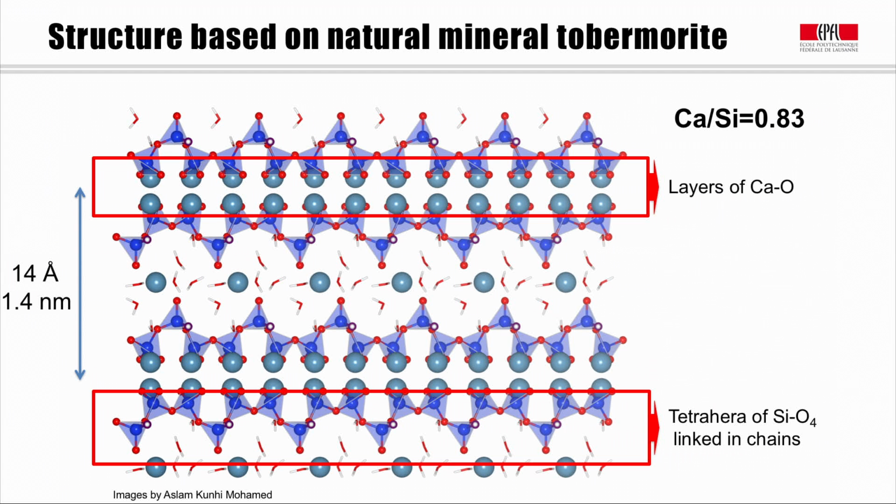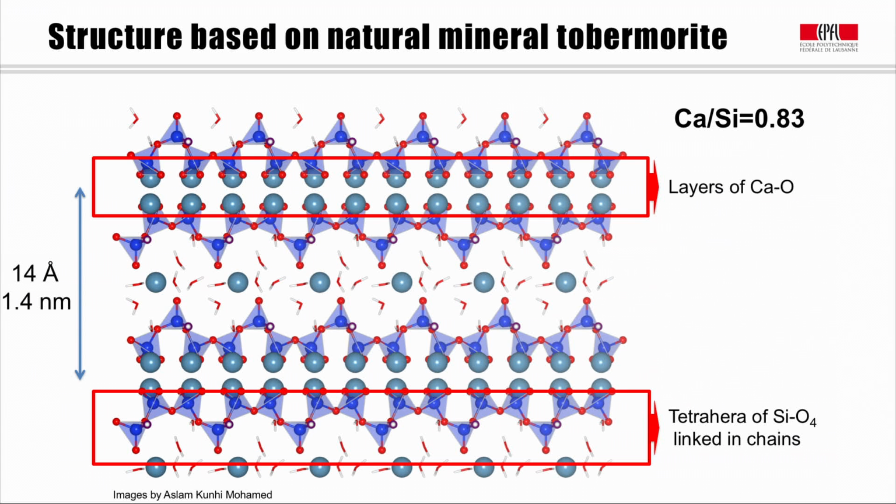So repeating pattern of 3, we use the word Dreiketten, which in German means 3 chain, and you see we have 2 atoms which are attached to this calcium oxygen layer, and then we have 1 tetrahedra which is sticking out from that layer. And then the third element of this tobermorite structure is what we call the interlayer.